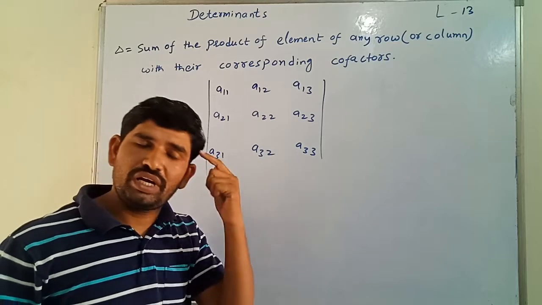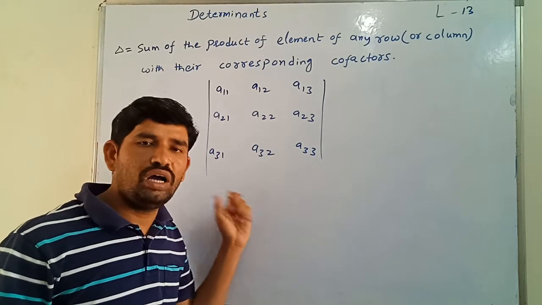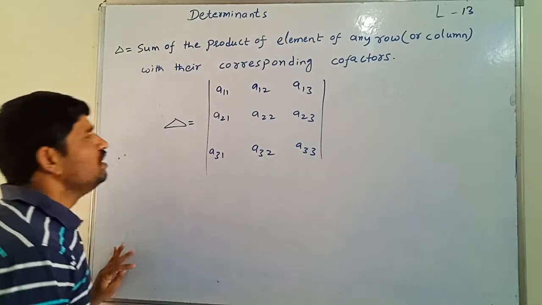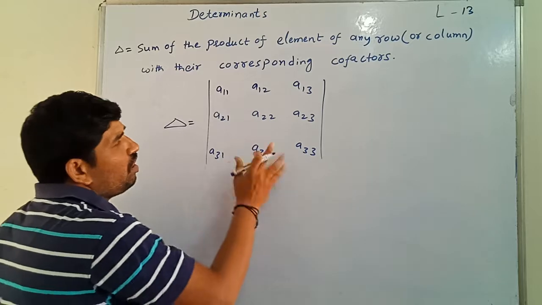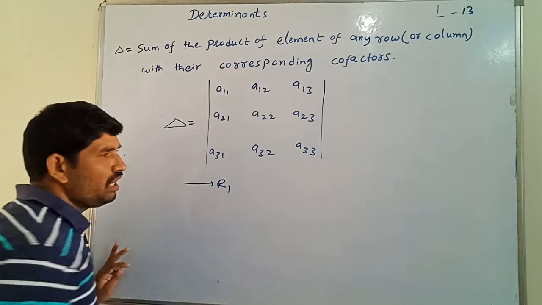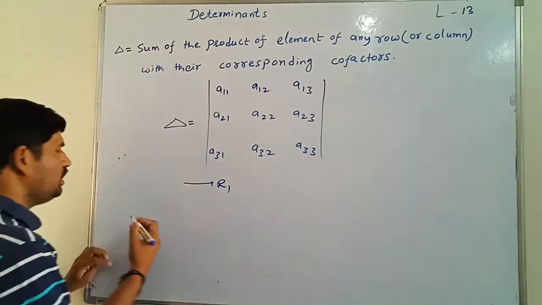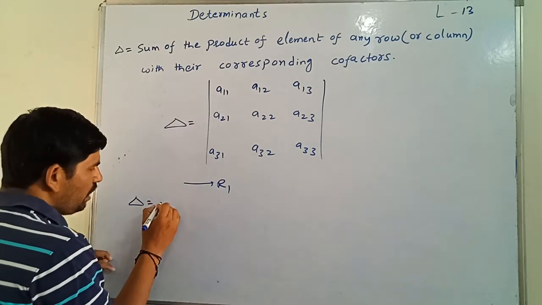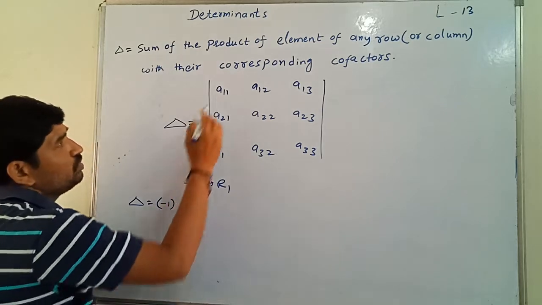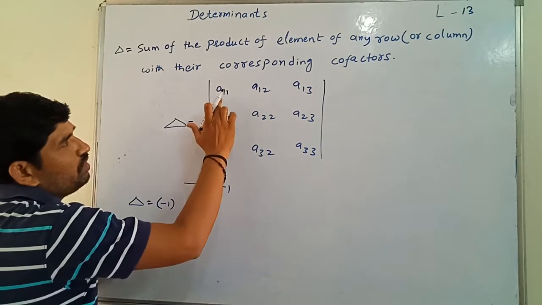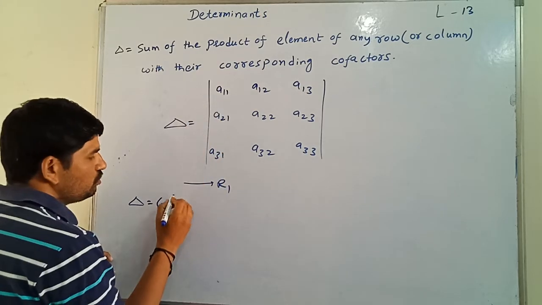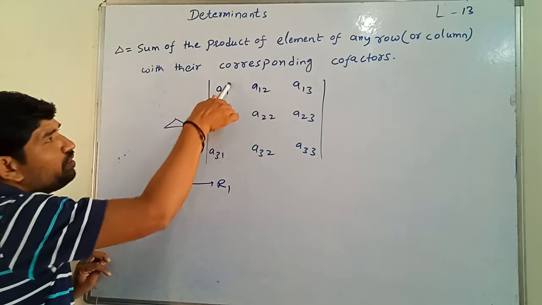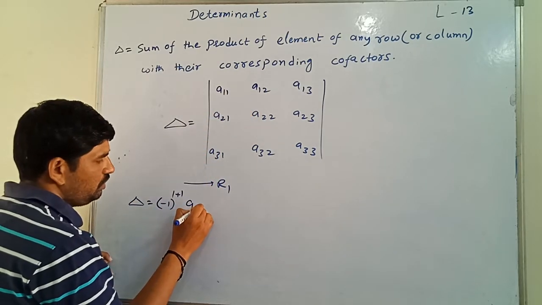Not only R1, you can take it along R2, R3, C1, C2, C3, but here I am going to expand this determinant along R1. How can we expand it? The determinant is equal to, I will write here, minus 1 whole power. We have to check the element along R1. The element is A11, so we write minus 1 whole power 1 plus 1, into the element A11.